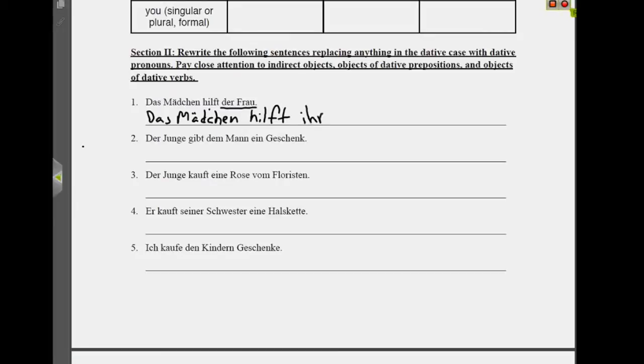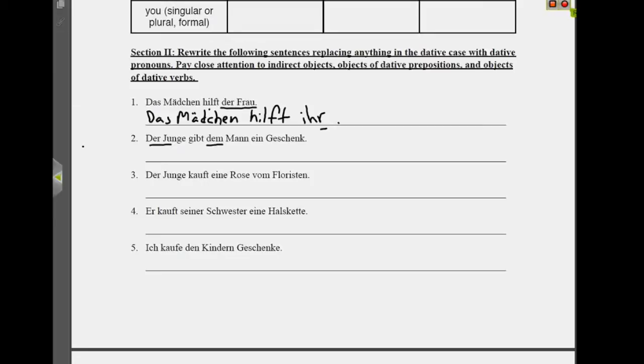There's an R at the end of the der word, and so our pronoun, ihr, also has an R at the end of it. Das Mädchen hilft ihr. The girl helps her. Number 2, der Junge gibt dem Mann ein Geschenk. Dem Mann instead of der Mann because it's the dative case. It's the one receiving the Geschenk, or the gift. The boy here is the one that's giving.